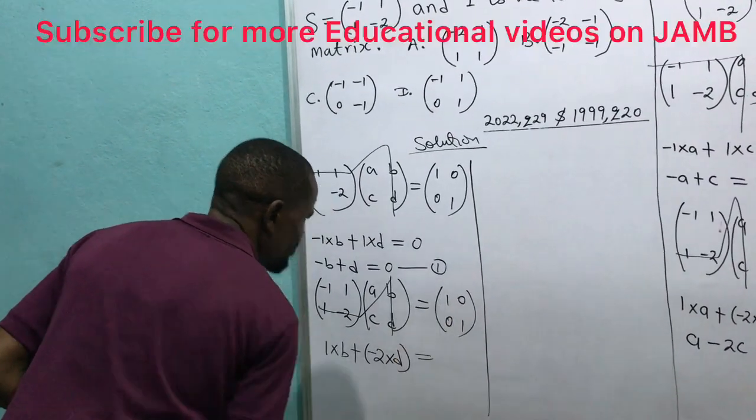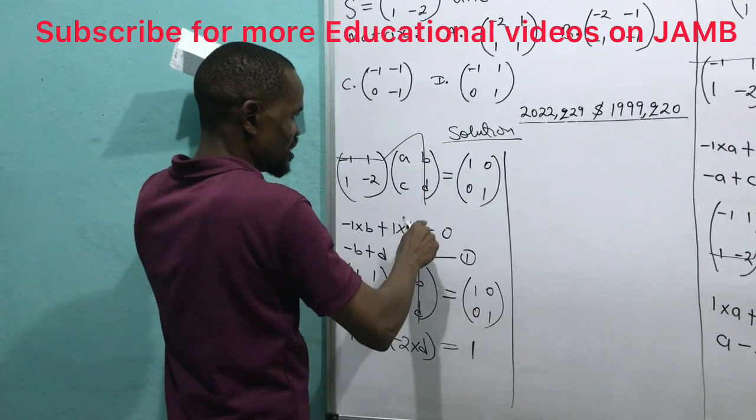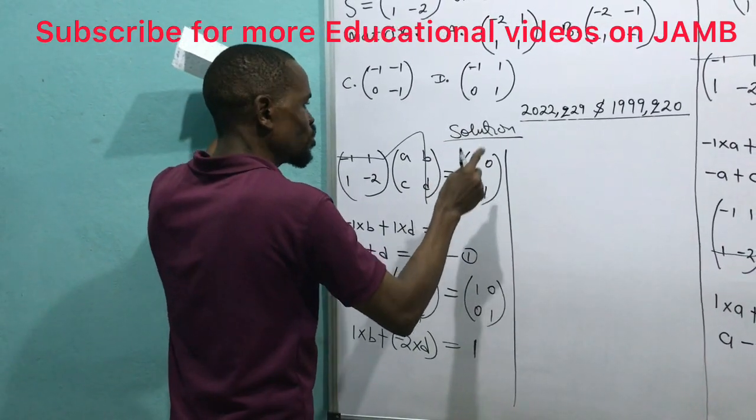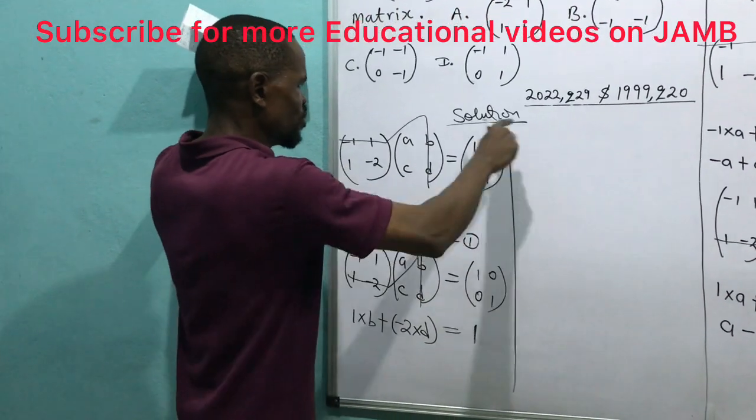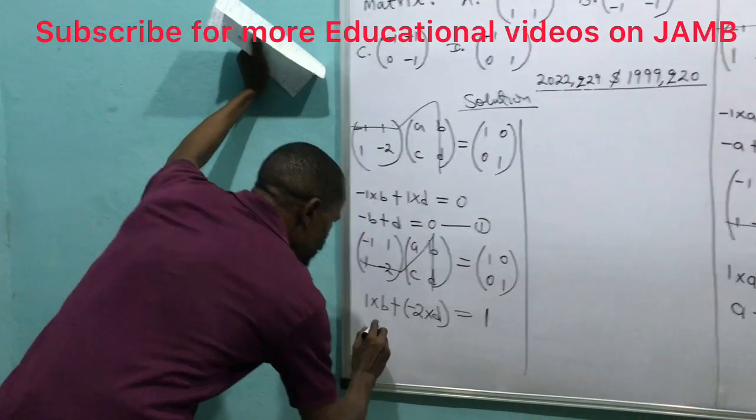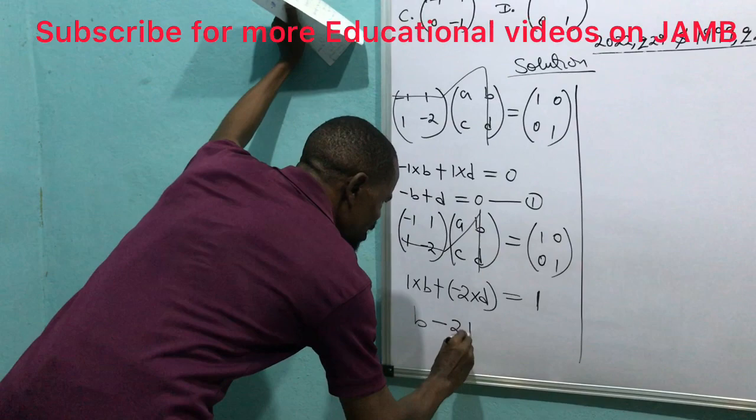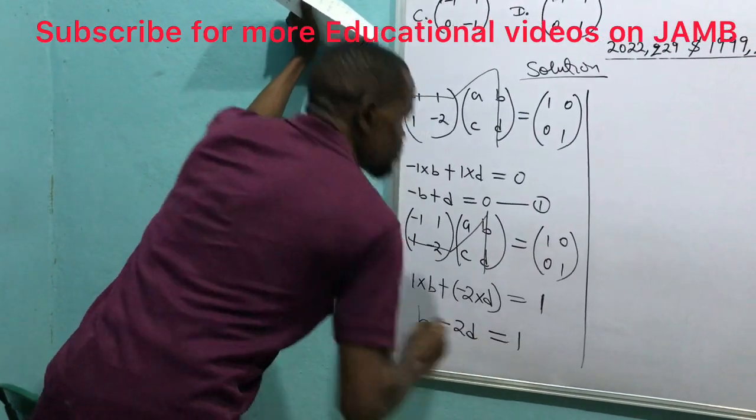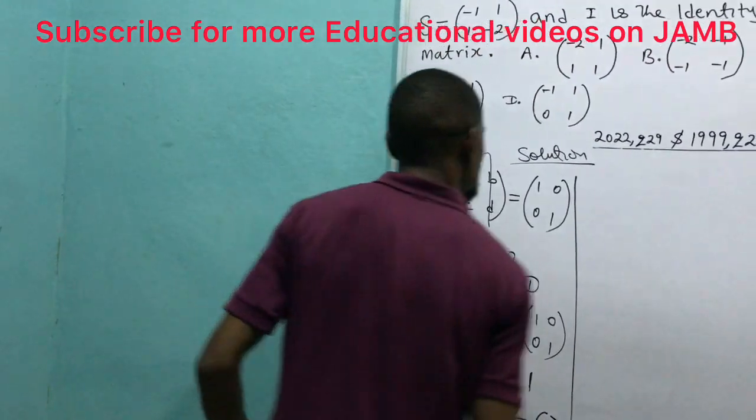What I'm going to have there is, look at what I'm saying now. When I multiply this goes to this, that will give me equals to 0, and this goes to this will give me equals to 1. Are you following what I'm saying now? Then I will have B minus 2D is equal to 1. That is my equation 2.